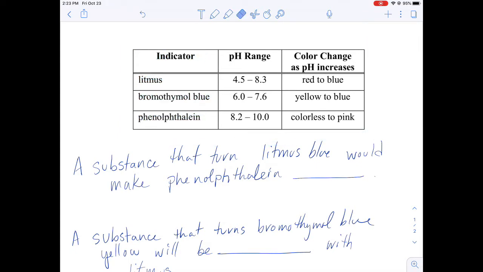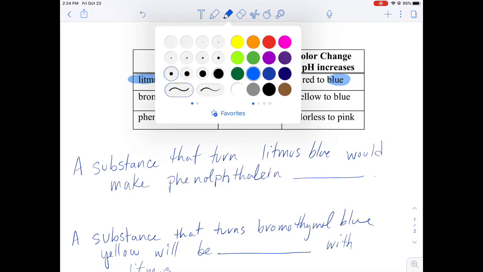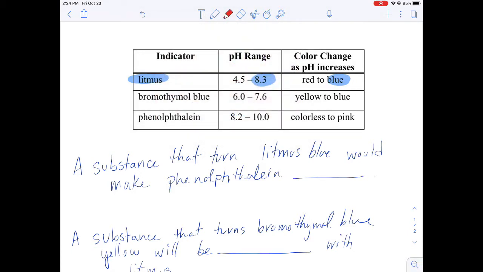Those are three different kinds of indicators, and I know that you've seen litmus before. We know if red litmus turns blue, that it's going to be a basic solution, whereas if blue litmus turns red, it's an acidic solution. Now, from the pH range, if the pH is 7, it's neutral. And pHs that are less than 7 are acidic. And if it's greater than 7, it's basic pH.